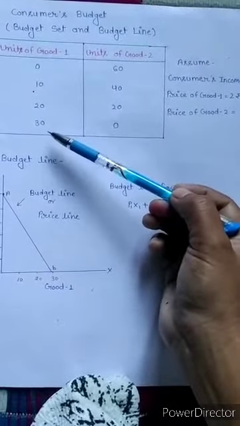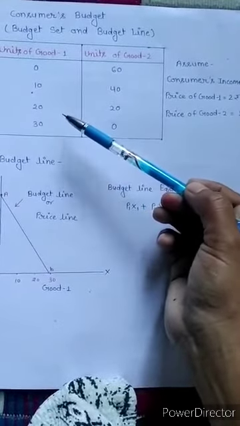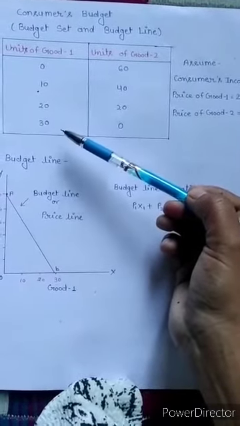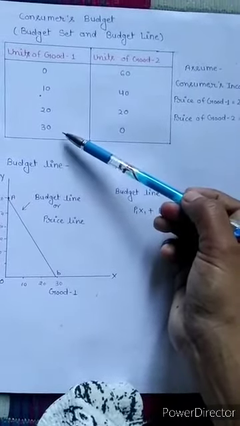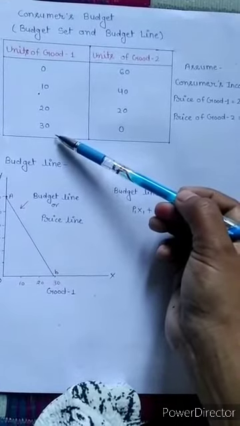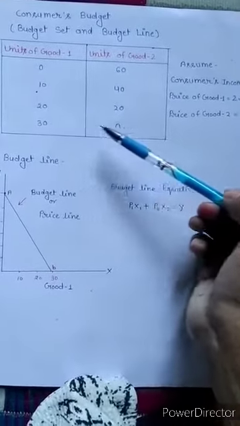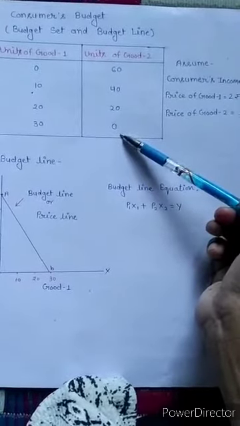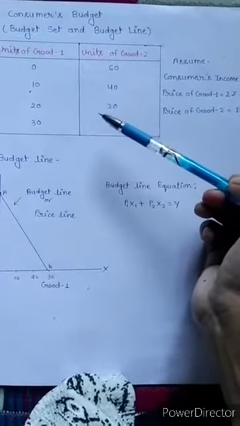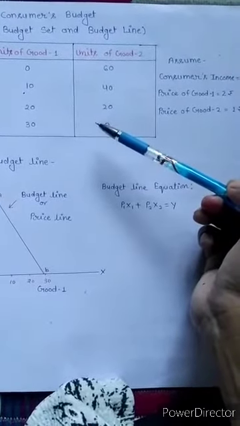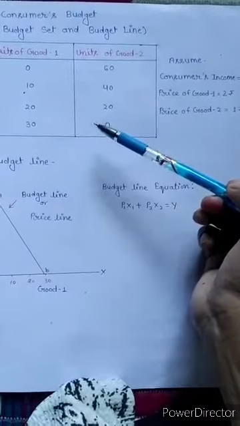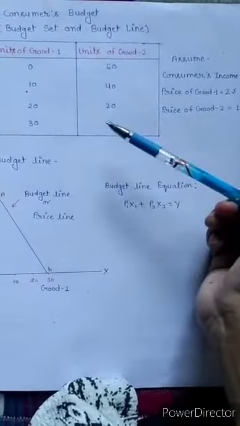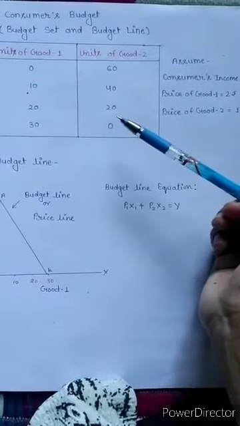Here there is the next combination. If consumer spends all his income, all his budget, for purchasing goods 1, he can purchase 30 units of goods 1. In that condition he cannot purchase any unit of goods 2. So this is the budget set. Budget set refers to the attainable combinations of a set of two goods if the consumer income is given and the price of a commodity is also given.